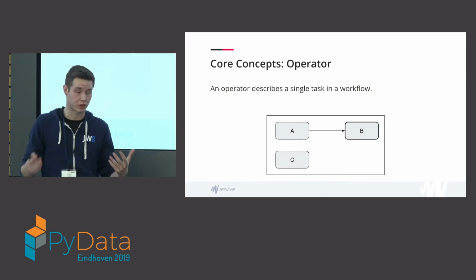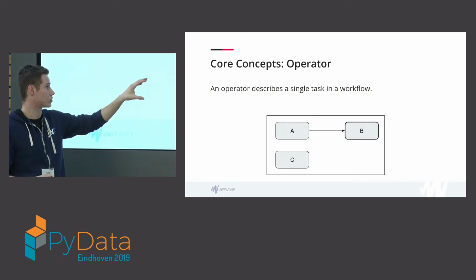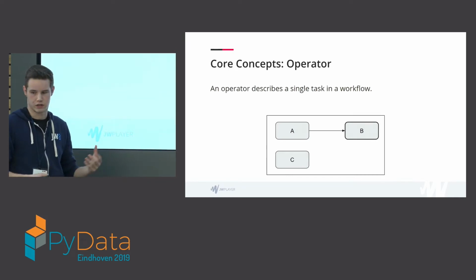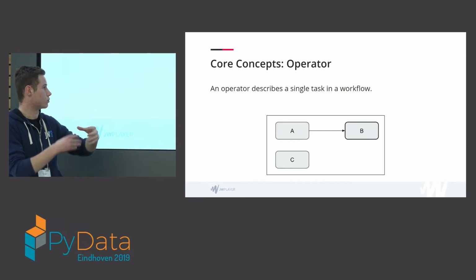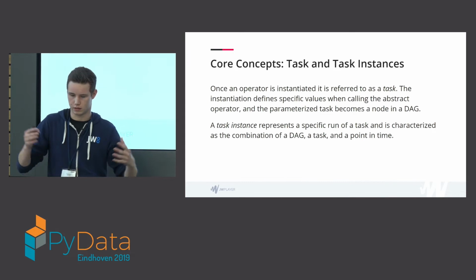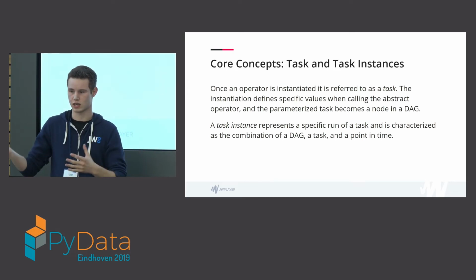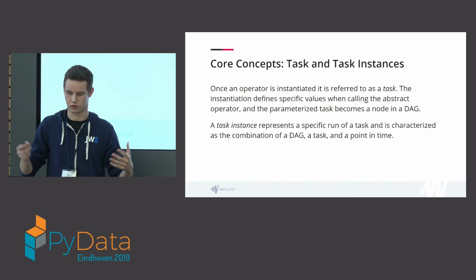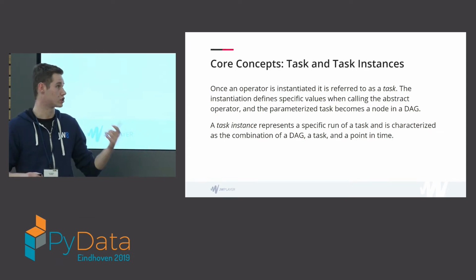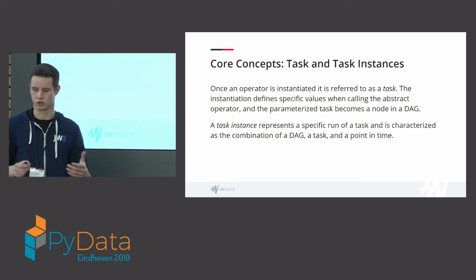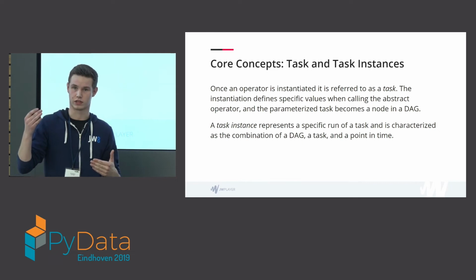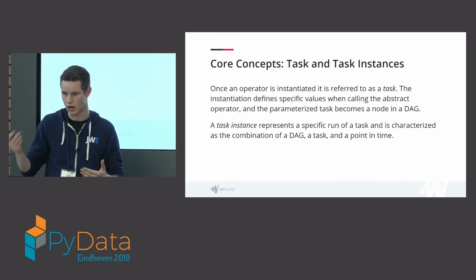Then the operators are the tasks, the abstract task definitions in your DAG. So here I outlined B, which is one task in your workflow. Then, once you have these tags and these tasks, your DAG also has some properties associated with it. For example, when it's supposed to be run, so your DAG can run maybe every day at 10 p.m. or maybe every hour.